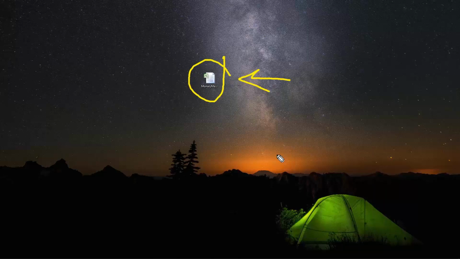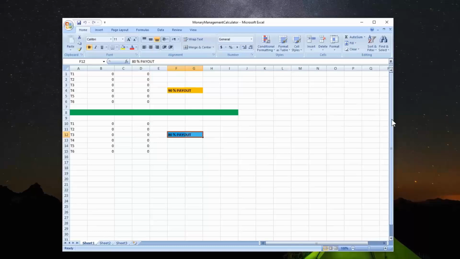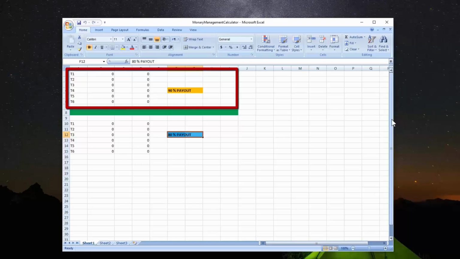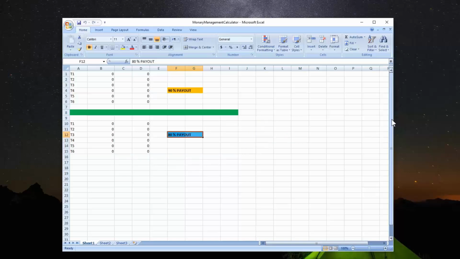Once you open the file, you'll get this window. As you can see, there are two different sections here, separated by this green rectangle. The upper one is for 90% payout and the lower section is for 80% payout. Even though I don't recommend using 80% payout with this strategy, if you couldn't find any payout more than 80% and you feel like trying the strategy with that, no problem, you have the calculator for 80% that you can use. Now, the use of this calculator is straightforward.